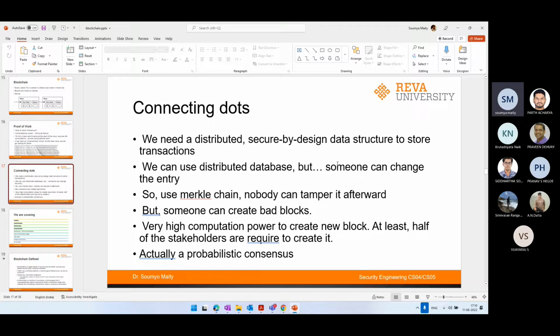If one person wants to tamper, they need at least half of the computational power of the entire blockchain network, which is assumed to be not possible, but in my belief, it is quite possible.